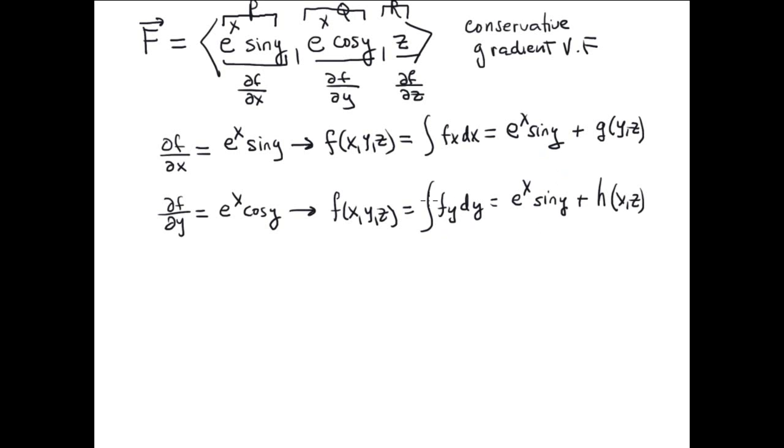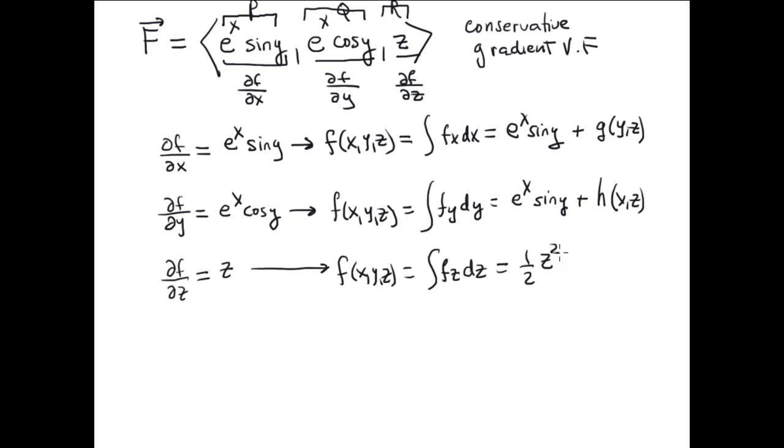in the integration process. Finally, the f dz is equal to z, our last component, and the antiderivative is so f of x, y, z is the antiderivative of f dz, the antiderivative of z, which is 1/2 z squared, right? Because it depends only on z, plus another arbitrary function, let me call it q, that depends on x and y.